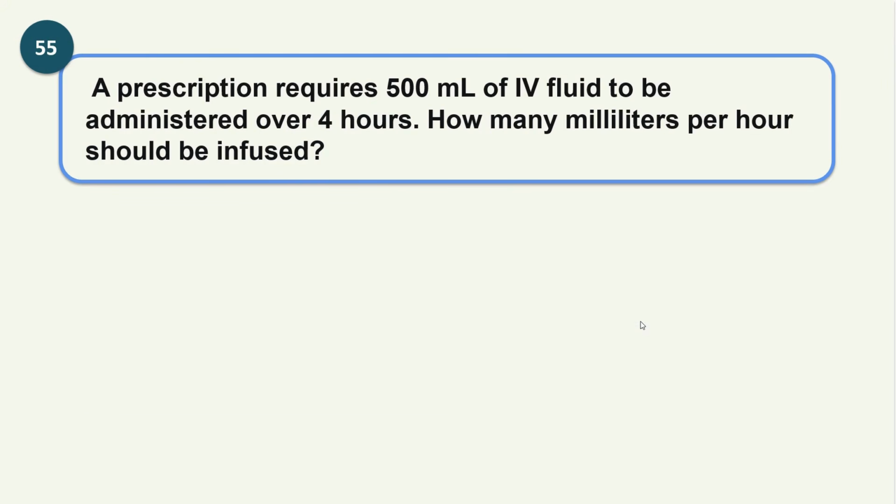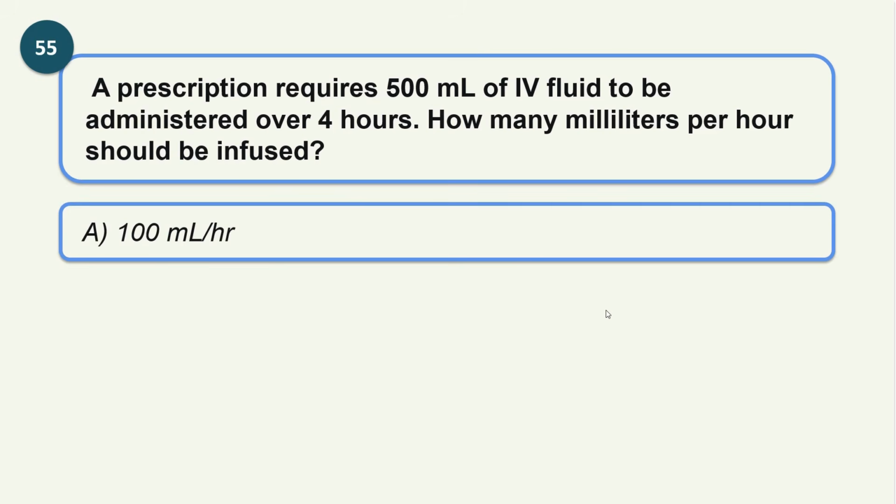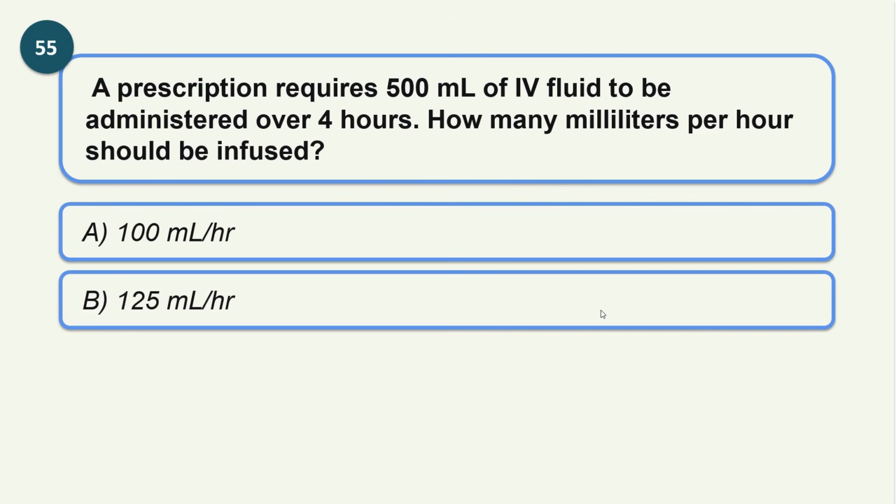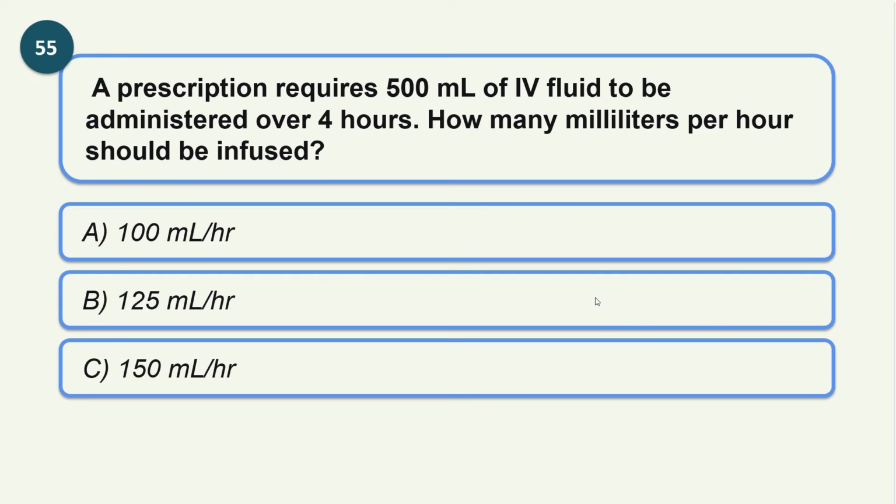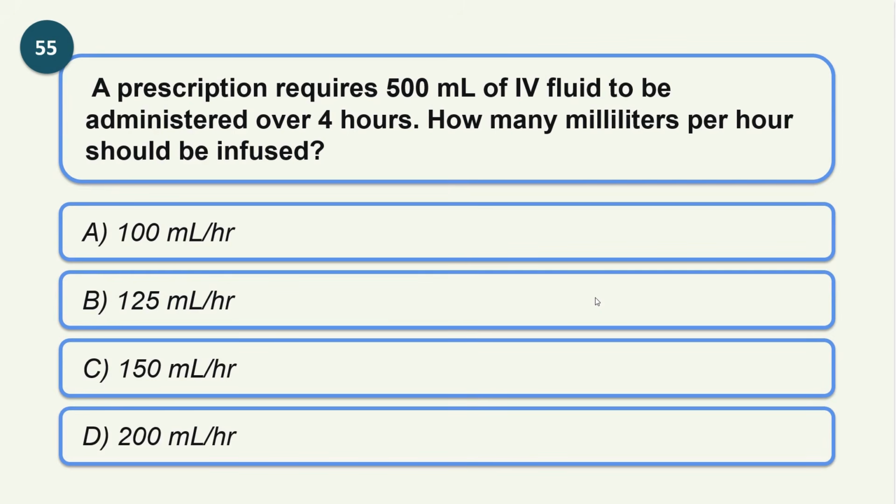Next, a prescription requires 500 ml of IV fluid to be administered over 5 hours, 4 hours, sorry. How many milliliters per hour should be infused? A. 100 milliliters per hour. B. 125 ml per hour. C. 150 ml per hour. And D. 200 ml per hour. Correct answer is 125 ml per hour.